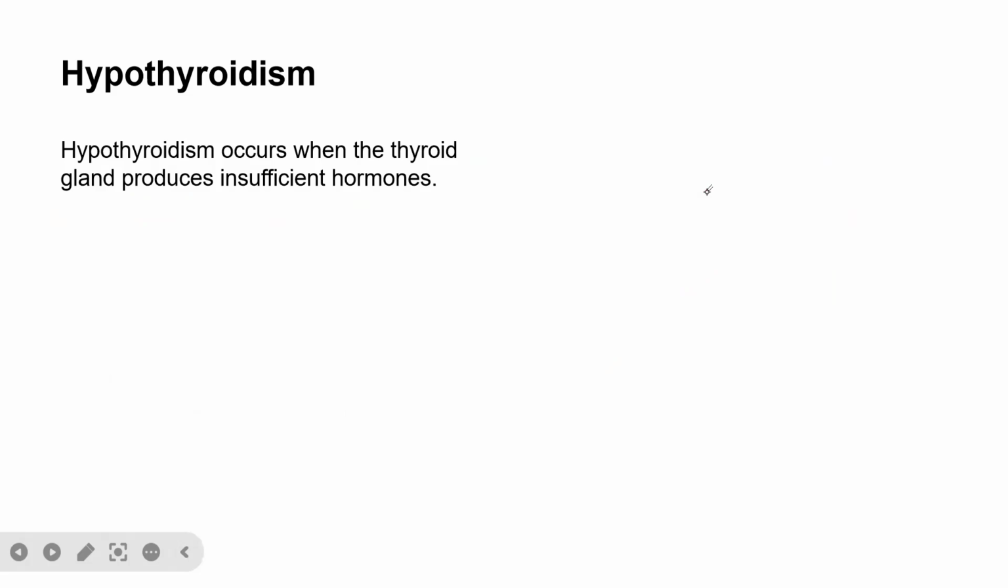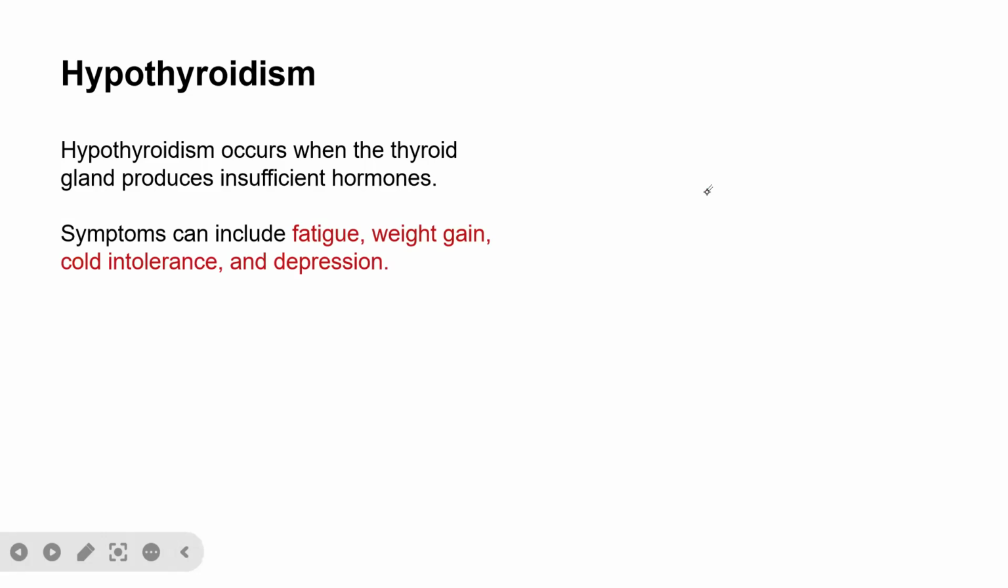Hypothyroidism occurs when the thyroid gland produces insufficient hormones. So if T3 and T4 are produced insufficiently by the thyroid gland, then the condition is called hypothyroidism. Hypo means lower, so it means lower hormones or insufficient hormones secreted by the thyroid gland, and that is why it is called hypothyroidism. So what are the symptoms that are associated with this hypothyroidism?